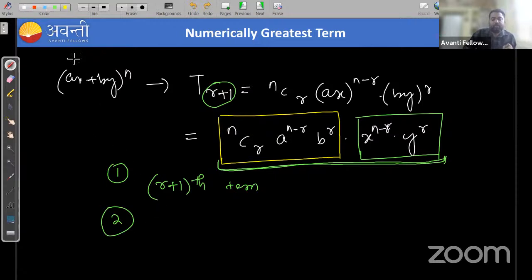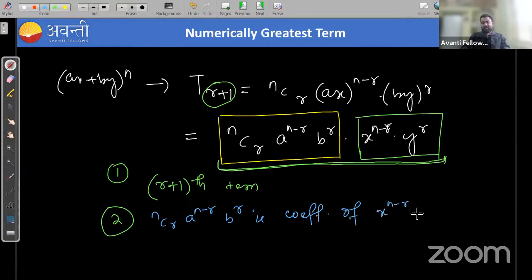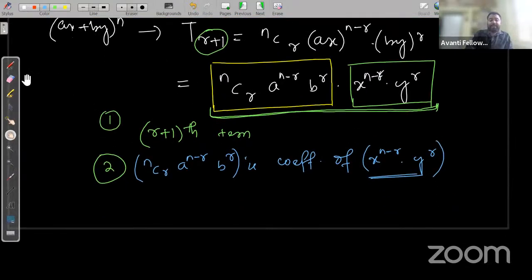Okay, the coefficient will be nCr a to the power n minus r b to the power r, which is the coefficient of x to the power n minus r into y to the power r, right? So this is the coefficient of this. This is the coefficient of this r plus 1th term also, we can say.